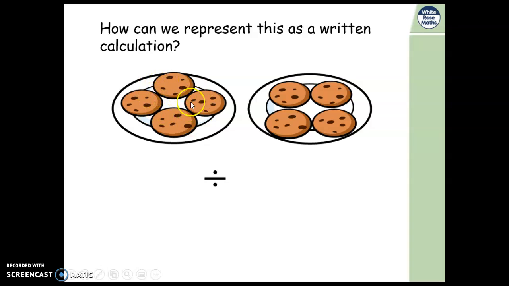So we've first of all got to count up, in this example, cookies. So we've got 1, 2, 3, 4, 5, 6, 7, 8. So we've got 8, and we've shared them onto 2 plates. So 8 shared into 2, and on each plate we've shared them equally, and there are 4.